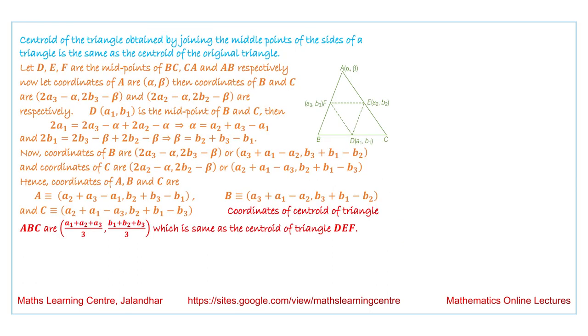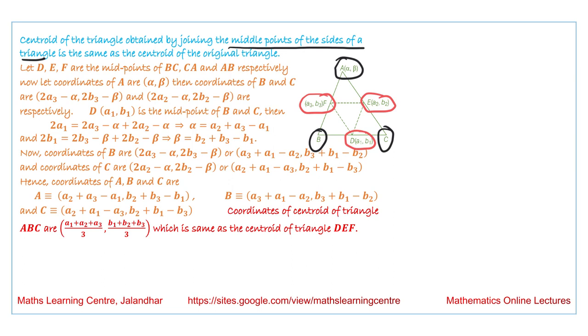Next we have to prove something about the centroid of the triangle obtained by joining the midpoints of the sides of a triangle. A triangle is given to us. This is A, B and C. We have obtained another triangle by joining the midpoints. This is D, E and F. These are basically the midpoints of these three sides of the triangle.